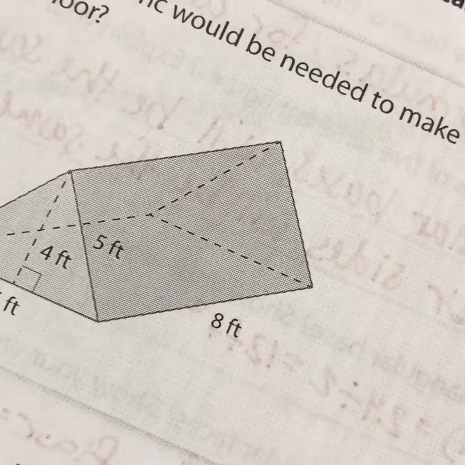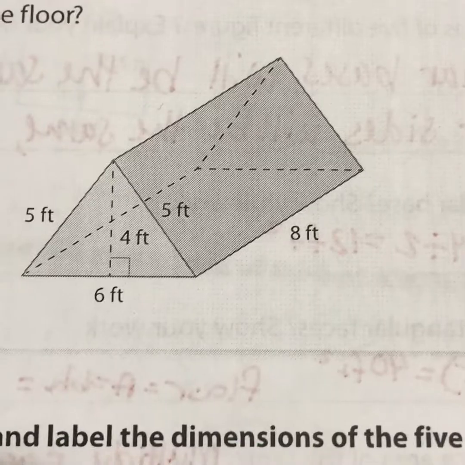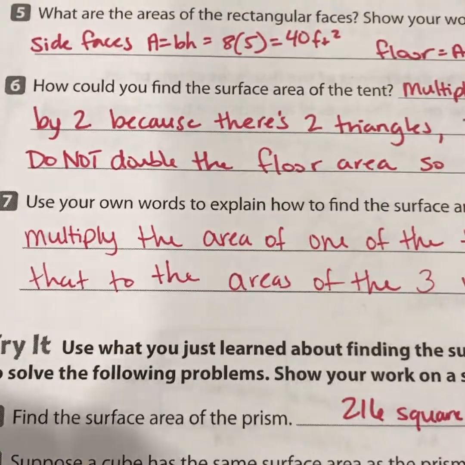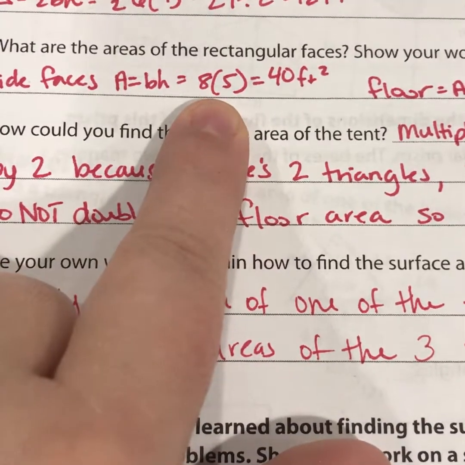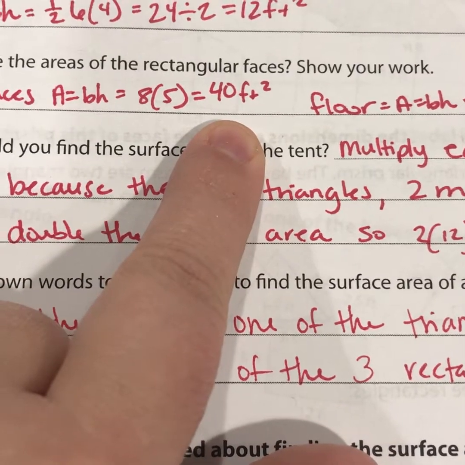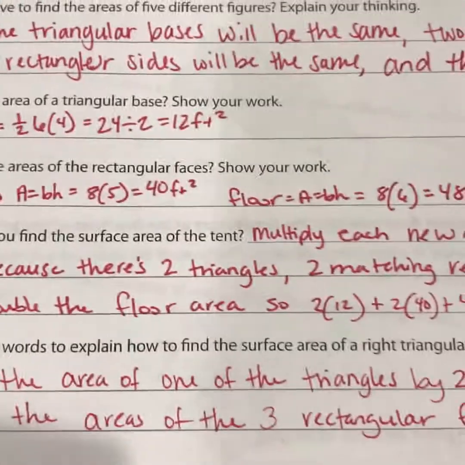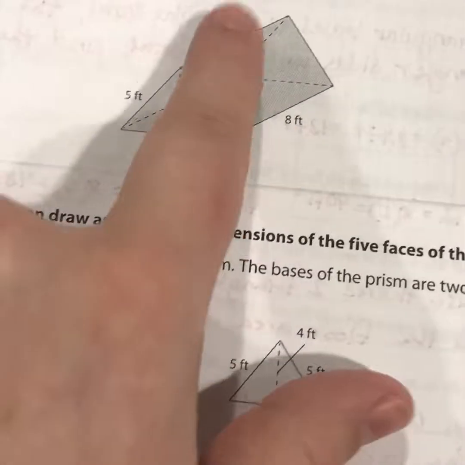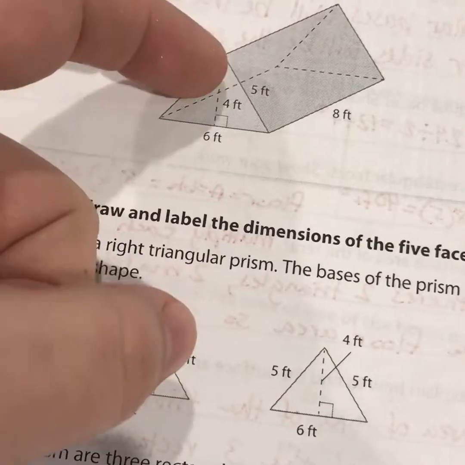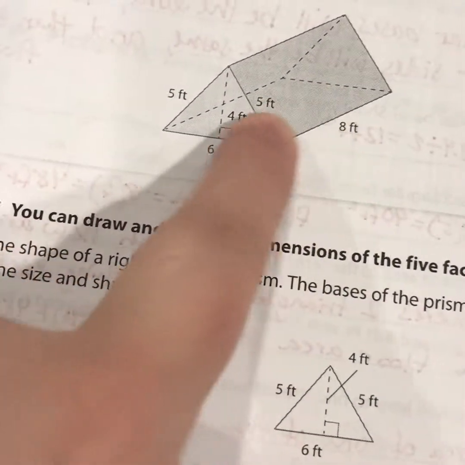Just as long as you know the 2 dimensions, it doesn't matter, because all you're going to do is number times number. So to find the area of my 2 side rectangles, I'm going to do 5 times 8, or 8 times 5. Then I'm going to get 40 feet. So each of the standing sides of the triangular prism, this is going to be 40 feet, and this one over here is 40 feet. Now I need to find what it is for the floor of the tent.